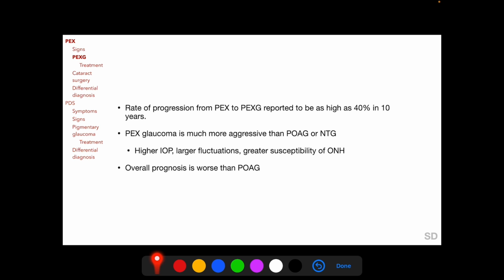Rate of progression from pseudoexfoliation to pseudoexfoliation glaucoma is reported to be as high as 40% in 10 years' time, and pseudoexfoliation glaucoma is much more aggressive than either primary open-angle glaucoma or normal tension glaucoma, which is also important to remember. And this aggressive nature of PEX glaucoma is said to be due to higher intraocular pressure, larger fluctuations of intraocular pressure, and greater susceptibility of the optic nerve head, because the optic nerve head also contains elastic tissue. So overall prognosis of pseudoexfoliation glaucoma is worse than primary open-angle glaucoma.